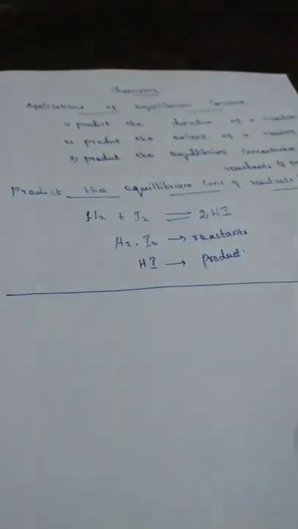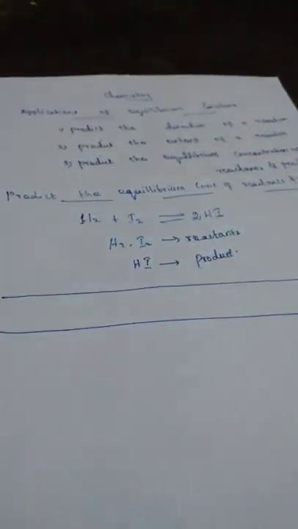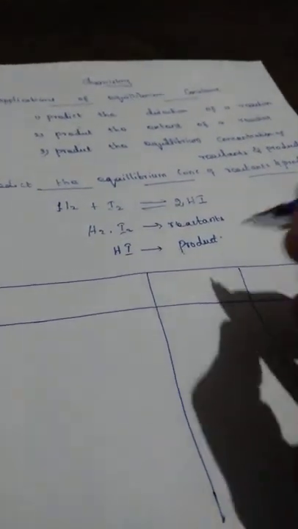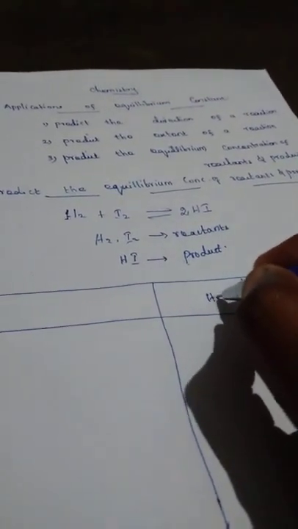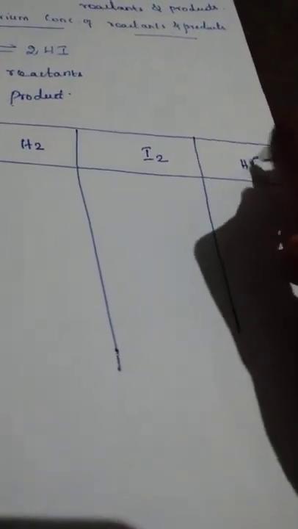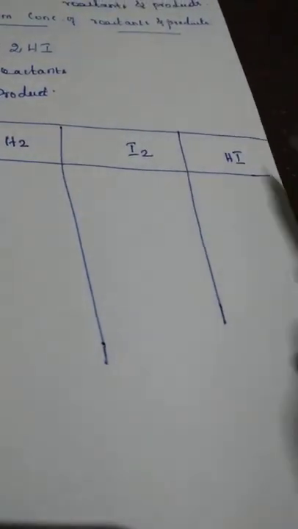How can we write the concentration of these reactants and products? Just draw one column and consider these values. Here, what are the reactants present? The reactants are hydrogen and iodine, and the product is hydrogen iodide.